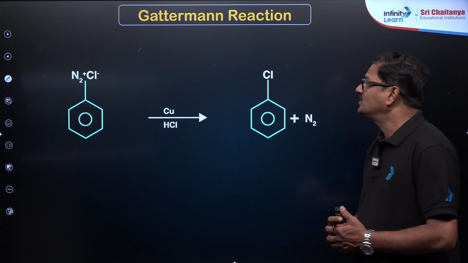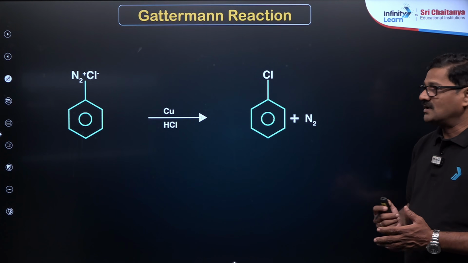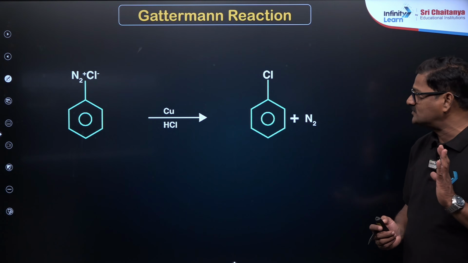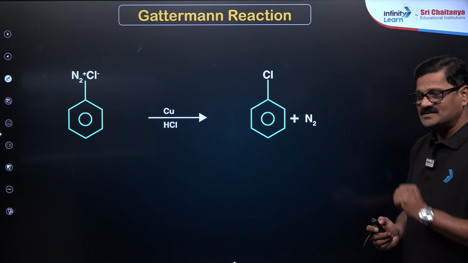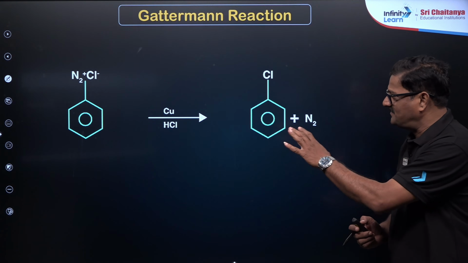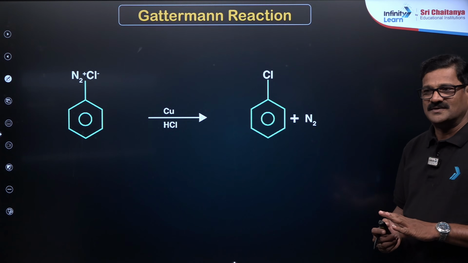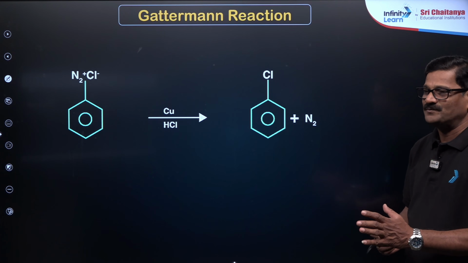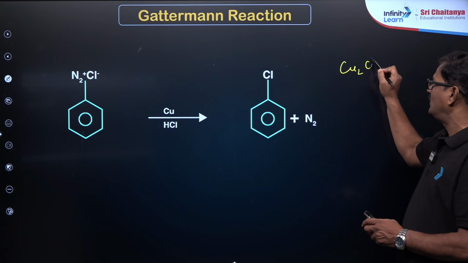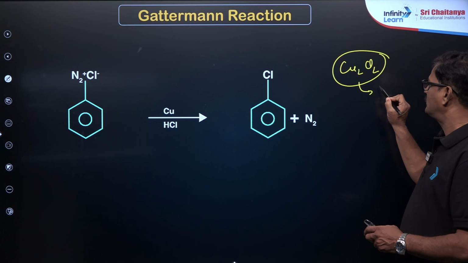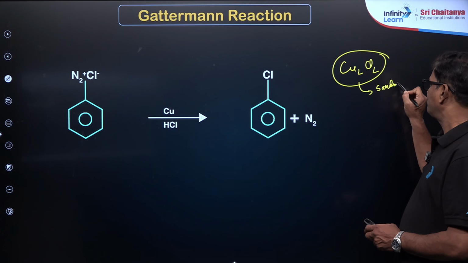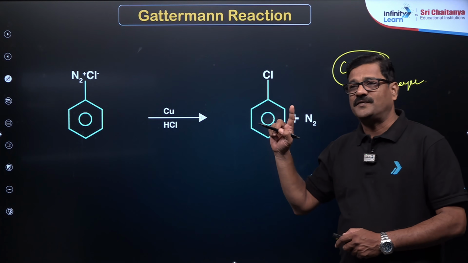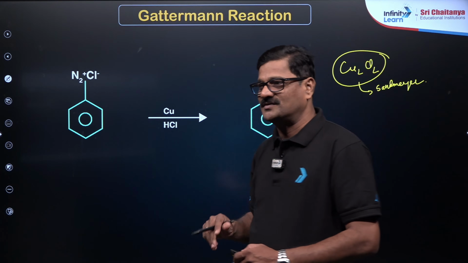Okay, now talking about the Gattermann reaction. In the Gattermann reaction, benzene diazonium chloride is heated with copper and HCl to give chlorobenzene. If you see this, it looks like the Sandmeyer reaction. What makes the Gattermann reaction different from the Sandmeyer reaction? If you use Cu2Cl2, that is going to be the Sandmeyer reaction. That is the difference between Gattermann and Sandmeyer. If you have confusion, come out of the confusion.